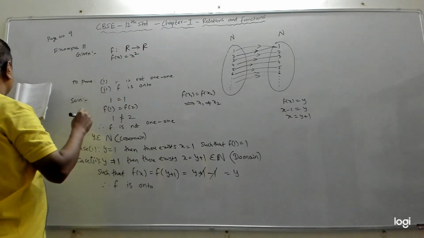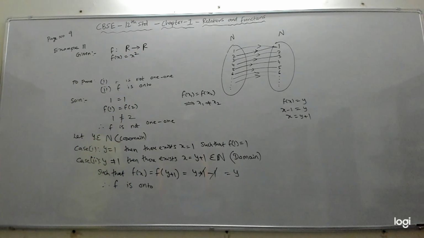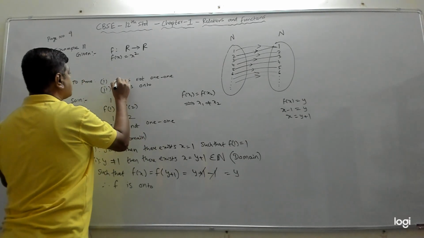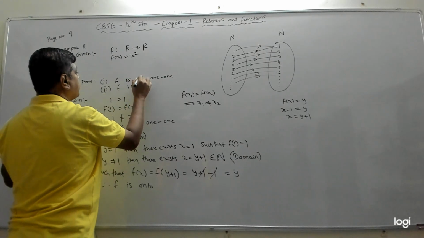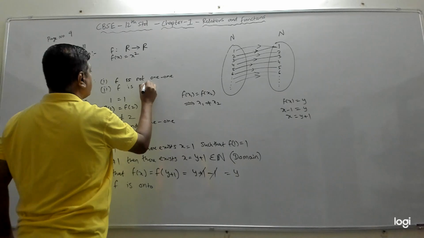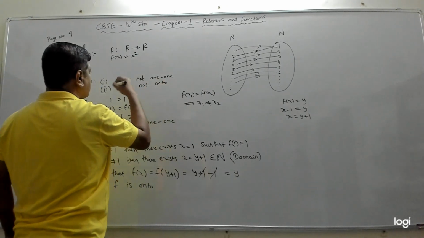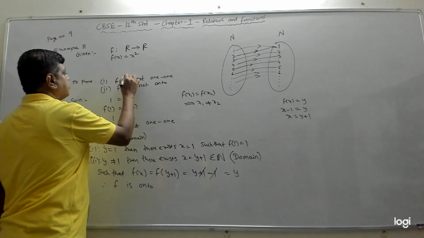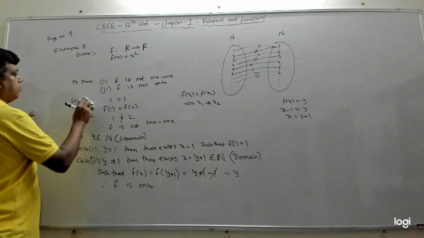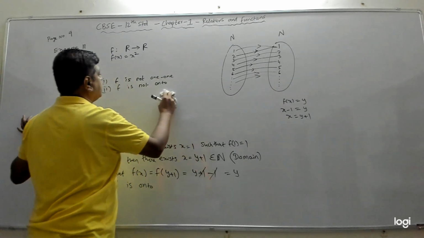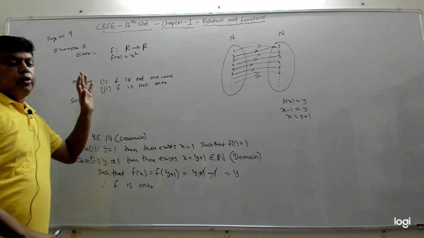And what should we prove? We should show that f is neither 1 to 1 nor onto, which means we should prove that f is not 1 to 1 and f is not onto. Neither 1 to 1 nor onto means f is not 1 to 1, f is not onto. We have to show that. Fine. So, how do we prove this?